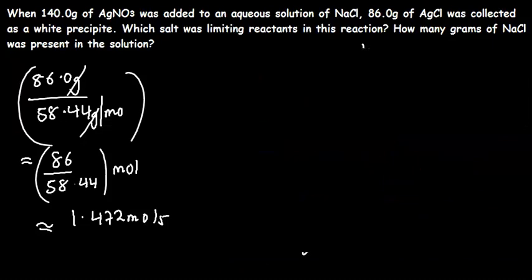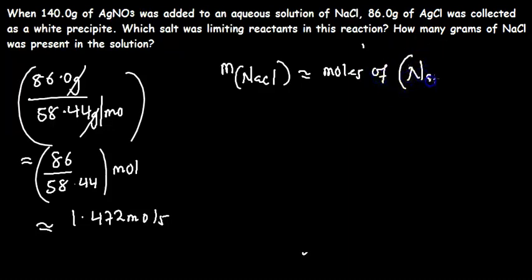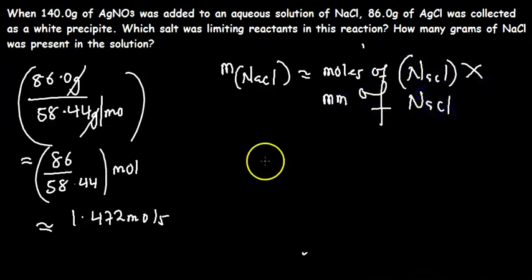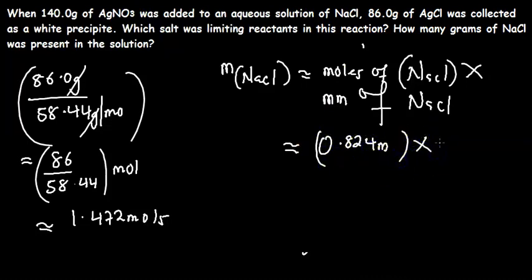Alright, the mass of sodium chloride is simply going to be the moles of the sodium chloride itself multiplied by the molar mass of the sodium chloride. We said the moles of the sodium chloride is 0.824 moles. Then we multiply it by the molar mass. The molar mass is what? 58.44 grams per mole.